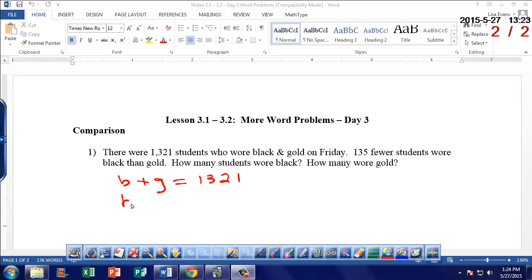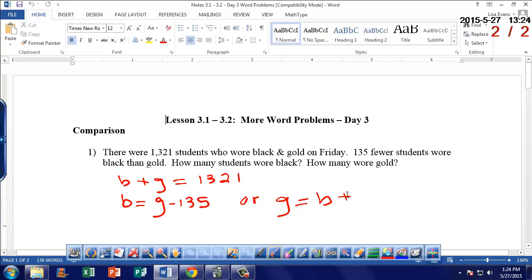So I know that if I take the students that wore gold and I subtract 135, that's going to give me what would equal the black. Now, you could also have had the gold equal those that wore black plus 135. Either one of these will work. So notice the difference. What you need to think to yourself is which one is greater. The one that is greater are the students that wore the gold, right? So I'm just going to go ahead and use my original, take this, and substitute it in because it's already set up for substitution.